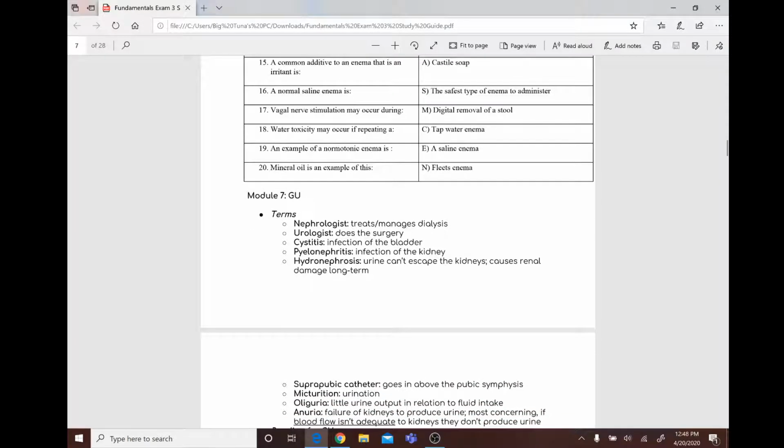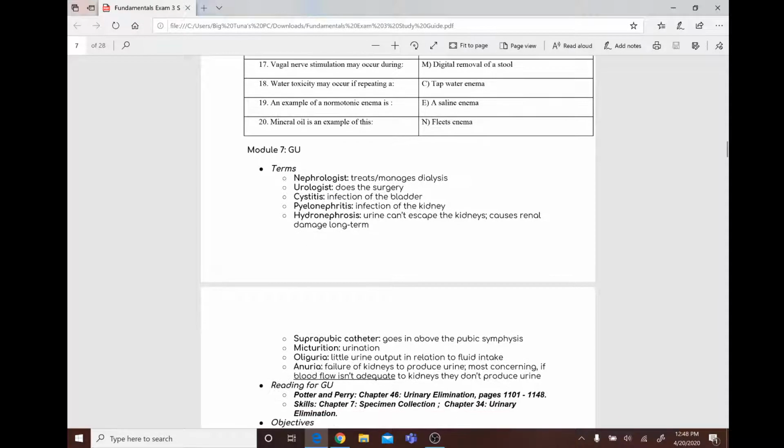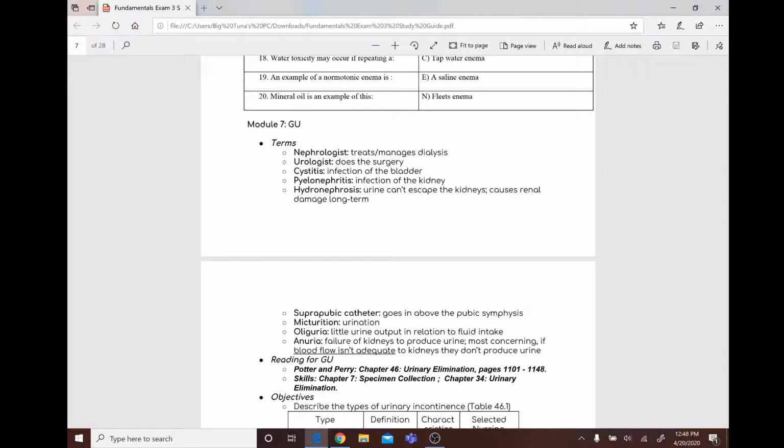Fleet enema. What does a nephrologist do? Treats and manages dialysis. What does a urologist do? Does surgery. What is cystitis? Infection of the bladder. What's pyelonephritis? Infection of the kidney. What is hydronephrosis? Urine can't escape the kidneys, causes renal damage long term.